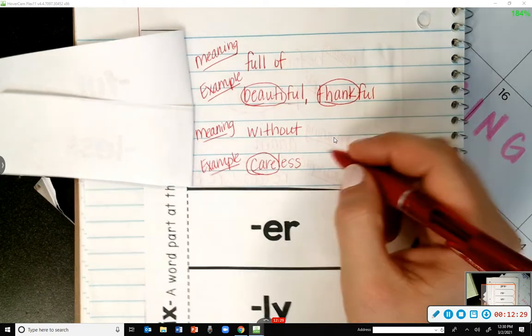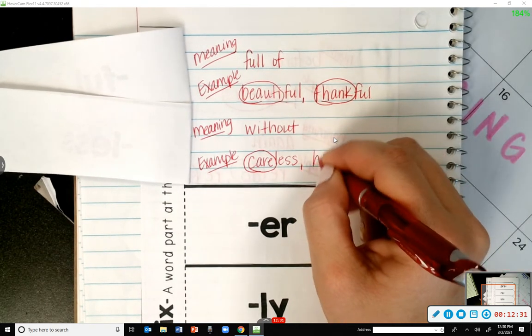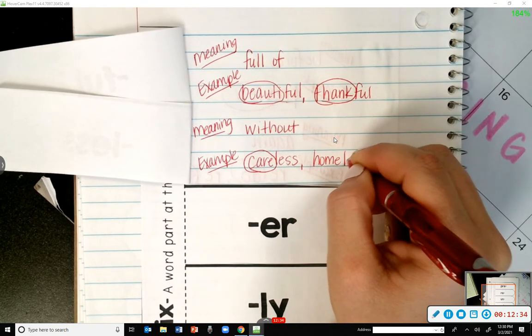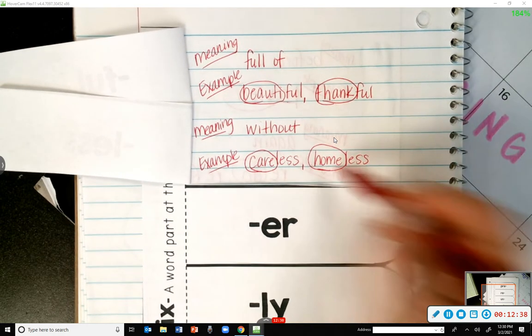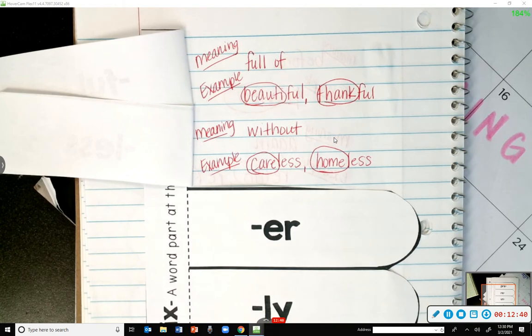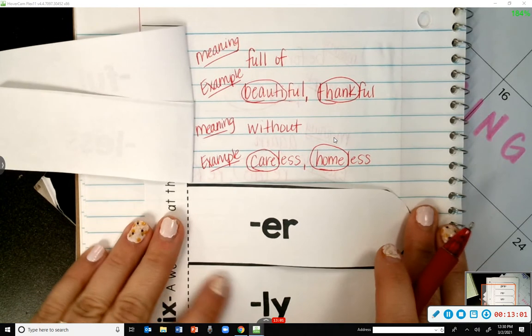Okay? What about homeless? What would that mean? Poor. You're without a house. Home. Okay? So by putting less at the end of a word, it usually means it's without. Useless. If I say this is useless, you're without use. You have no need for it. Okay?